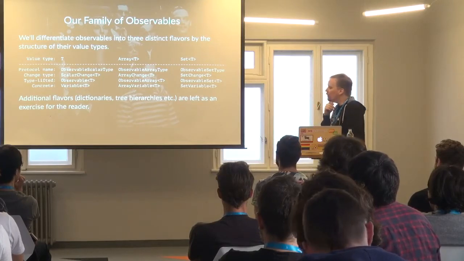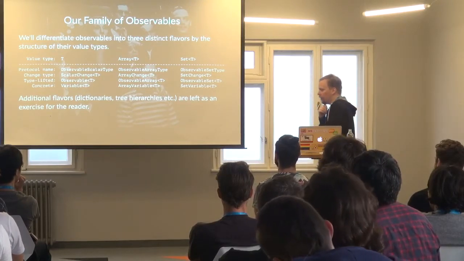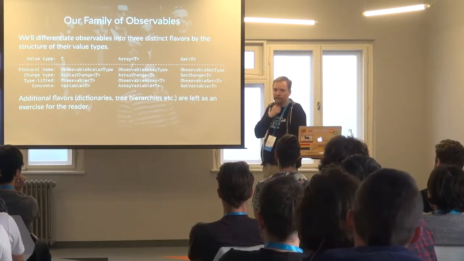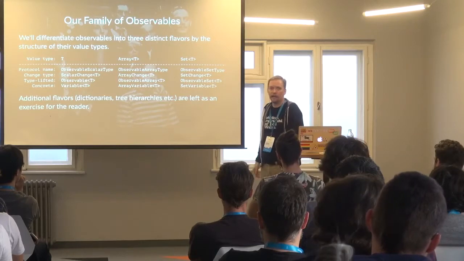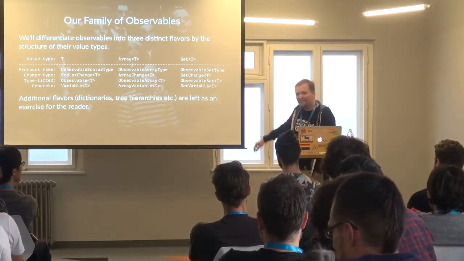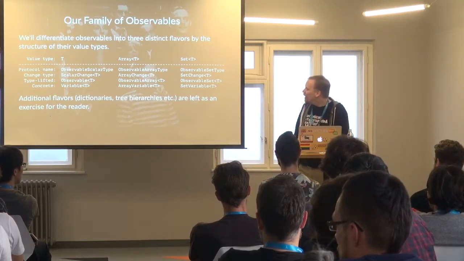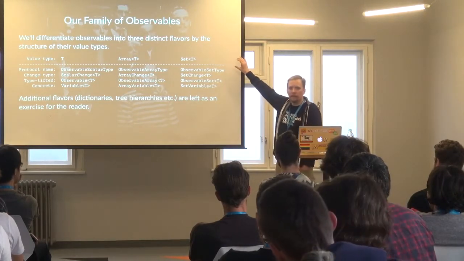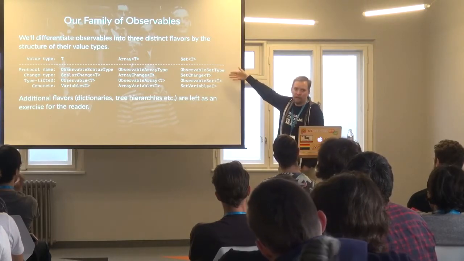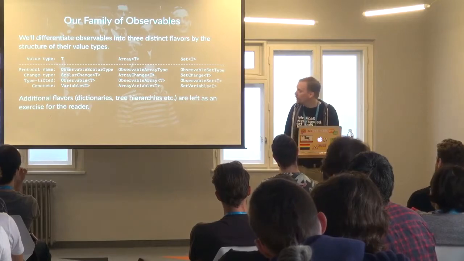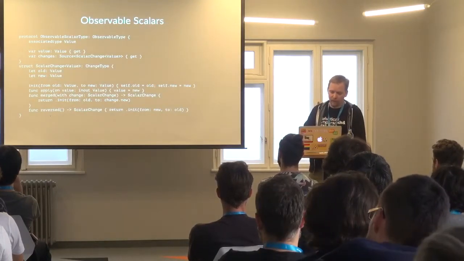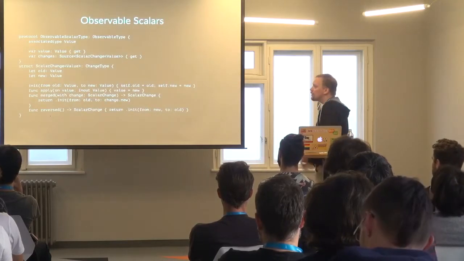Okay? Additional flavors are very much possible, and they would come in useful. For example, dictionaries and tree-like hierarchies are often handy, but they aren't yet implemented at all. In fact, these three are kind of important. If you look into Cocoa's key value observing subsystem, these are the three observable types that are implemented there, or kinds or flavors. Okay, so let's start with observable scalars real quick. This is the simplest case.